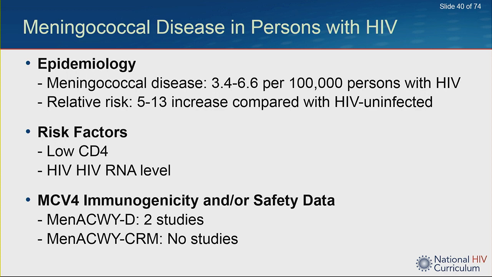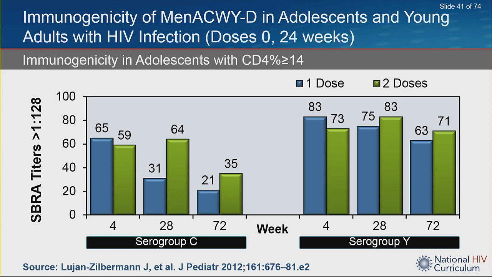As for the immunogenicity and safety data, there are actually two studies with the meningococcal, the so-called D, which is the Menactra, and there really are no studies with the Menveo in HIV, which is the CRM conjugate vaccine. So there's limited data, and this is interesting data that looked at why we are giving two doses. They come into the clinic, they get a dose, you wait 2 months, you give them another dose.